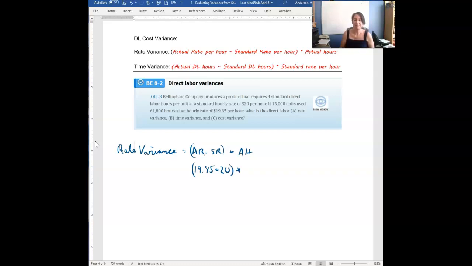And let's look at the actual hours piece. Well, actual hours is, it took 61,800 hours. And we do the math on that. That is going to be negative 9,270, which means it's a favorable variance, like I said. All right, so let's look at time. Time variance is actual hours minus standard hours times the standard rate per hour. Okay, so actual hours. Well, we know that. That's 61,800. We can grab that from the one we just did.